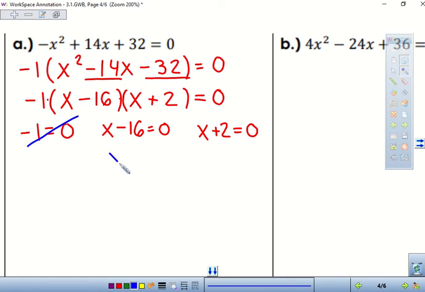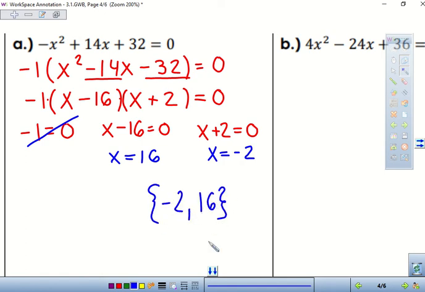This one I'm able to solve for x, and it tells me x is equal to 16, because I add 16 to both sides. And lastly, if I subtract 2 on both sides, I get x equals -2. So my solution set is -2, 16.